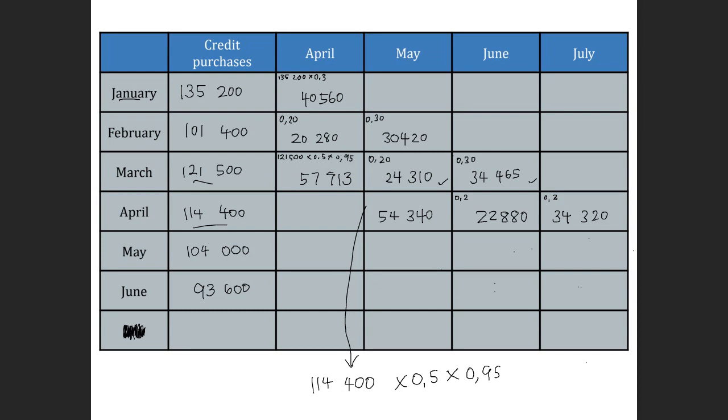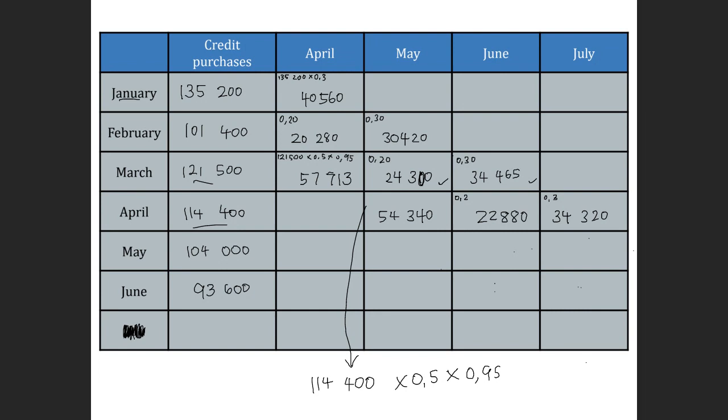Oh, yes, it's supposed to be 300. Sorry, I have no idea why. Let me just check the last one as well. 36,450. I think I wrote down the, okay, sorry.